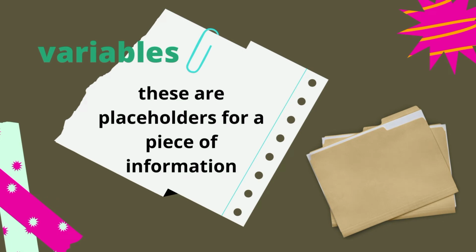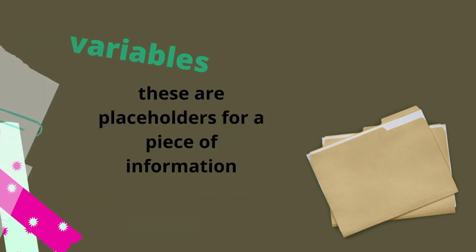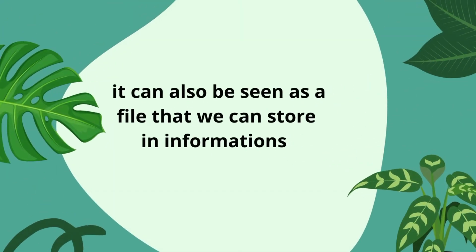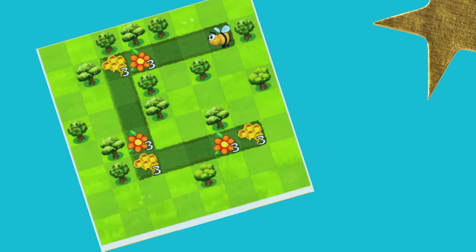Variables, as we all know, is a placeholder where a piece of information can be kept. It's a placeholder for a piece of information. Variables can also be seen as a file that we can store information in. Now, variables can be changed, unlike constants, which we talked about, that cannot be changed.